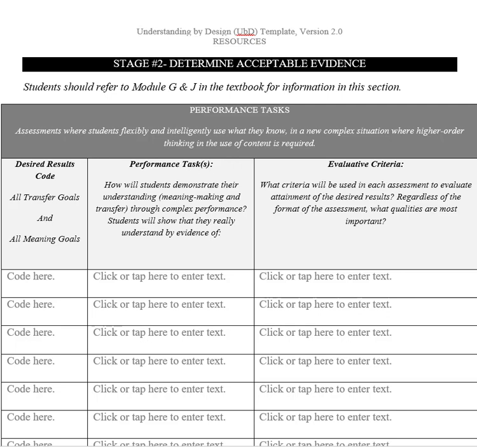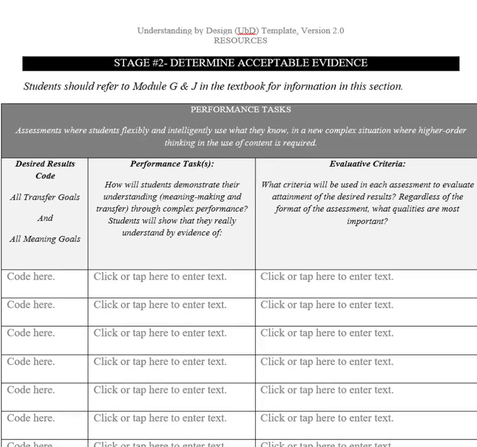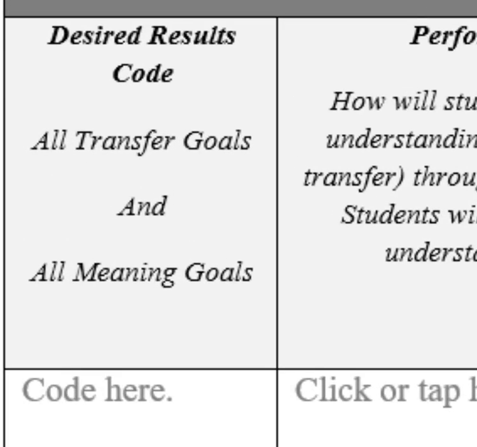You'll see the 3 columns here. On the far left are the desired results codes. We will be looking for the transfer and the meaning goals that we articulated in Stage 1. So these would be, as you go back to your Stage 1 document, anything that has the T for transfer and the Q's and the U's for the essential questions and understanding for the meaning.